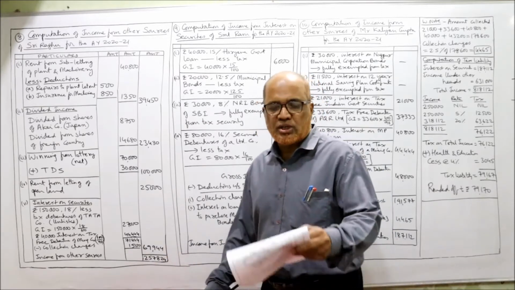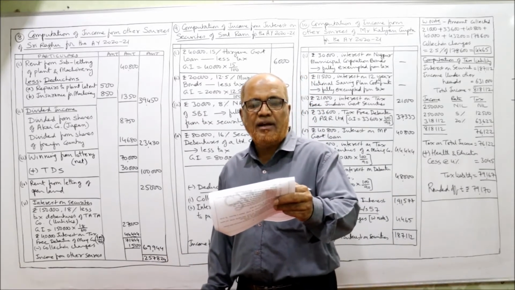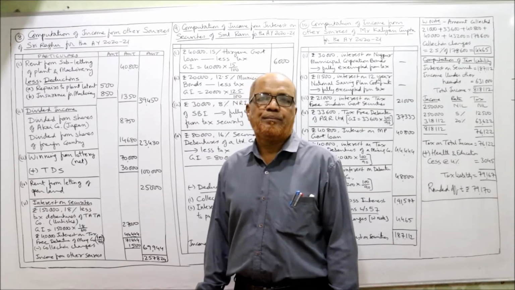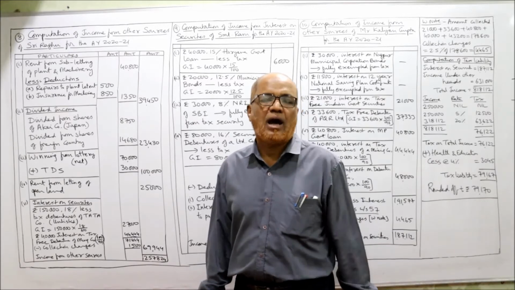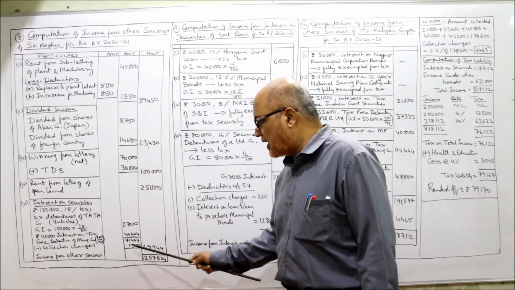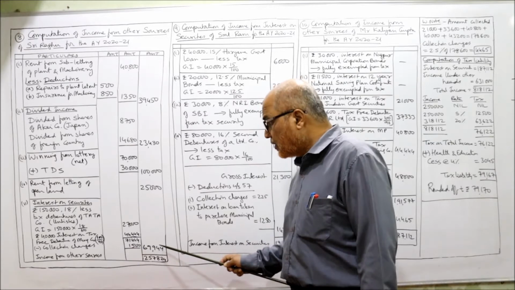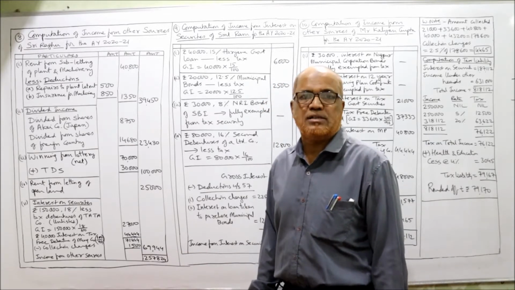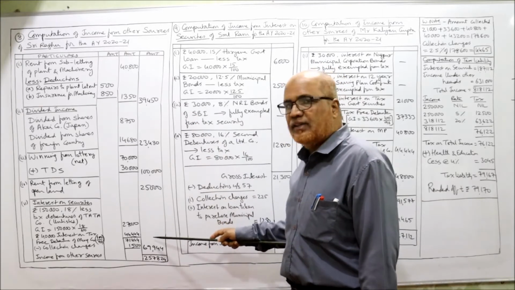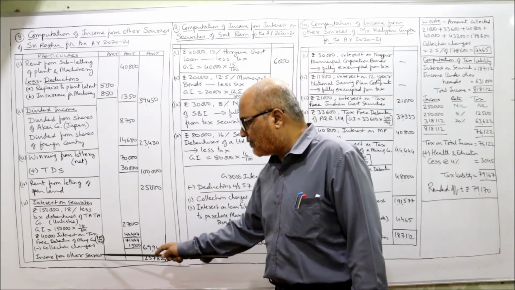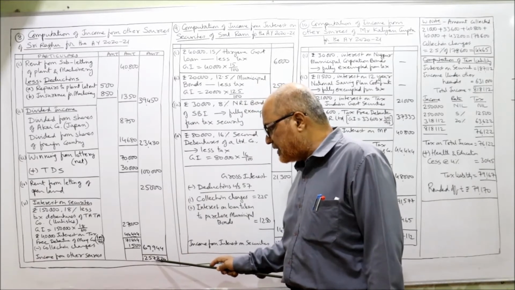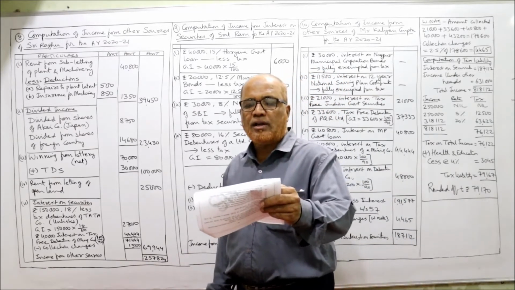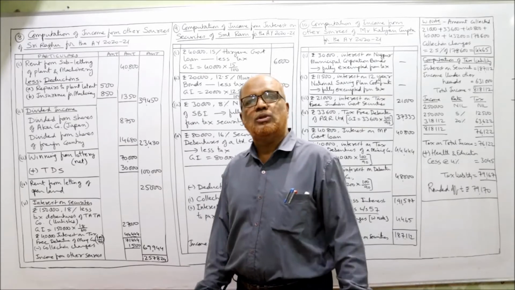From this, collection charges, the last item given, interest collection charges 1,500. Under section 57, interest collection charges will be allowed as deduction. So deduction allowed 1,500. So 69,944 is the interest on securities. Now take the total of the interest on securities. The total income from other sources is 2,57,824.